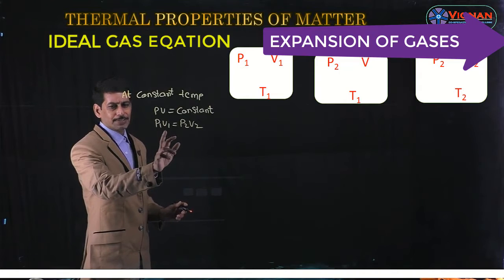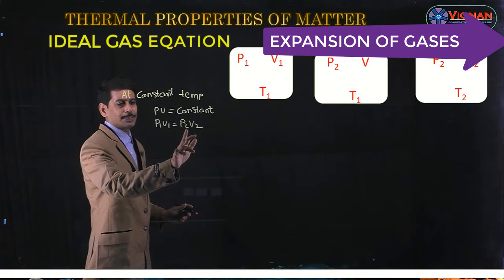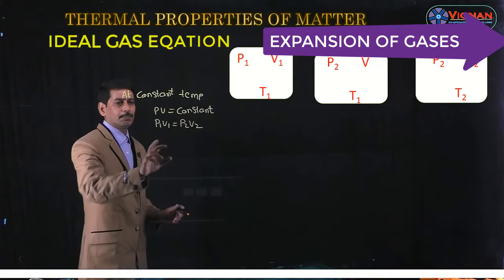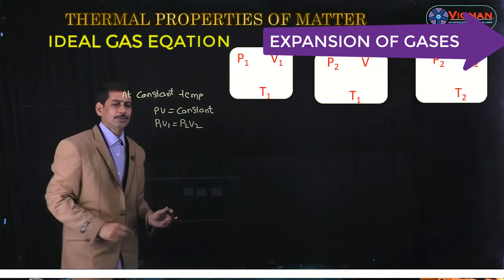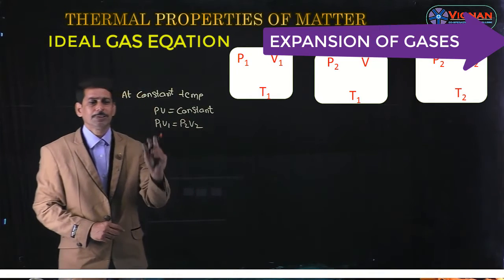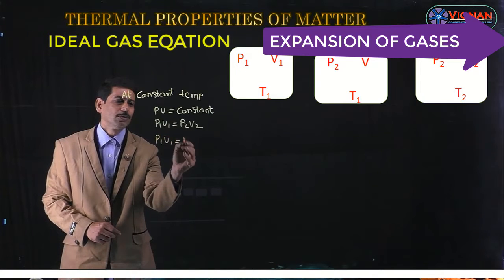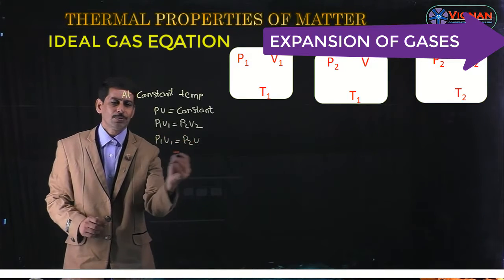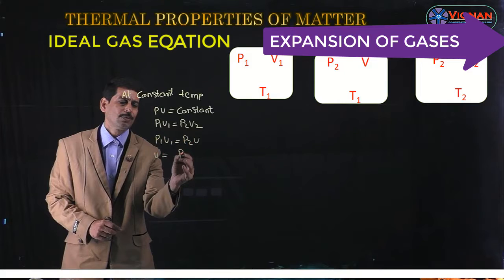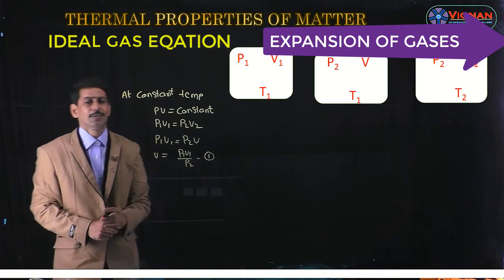In the first case the pressure is P1 and volume is V1, and for the second case the pressure is P2 and volume is V2. Apply this Boyle's law for these first two cases. Here the pressure changes from P1 to P2 and volume changes from V1 to V. So it becomes P1 V1 is equal to P2 V, and from this you can find V as V is equal to P1 V1 by P2. Let us consider this as equation 1.